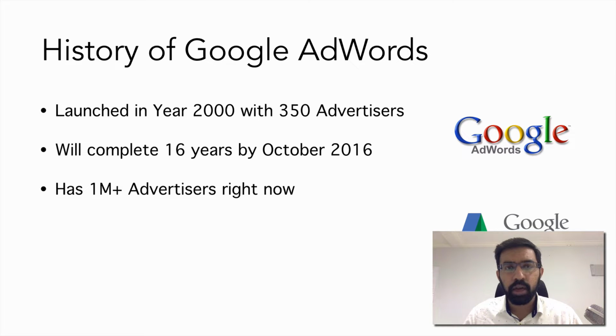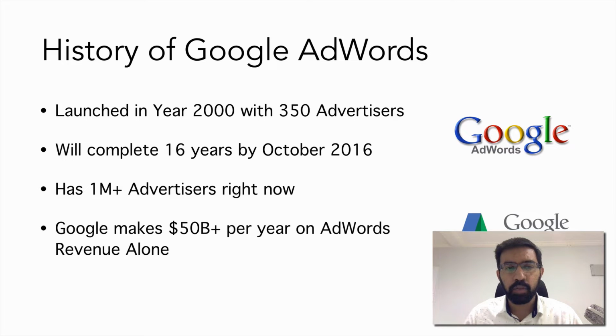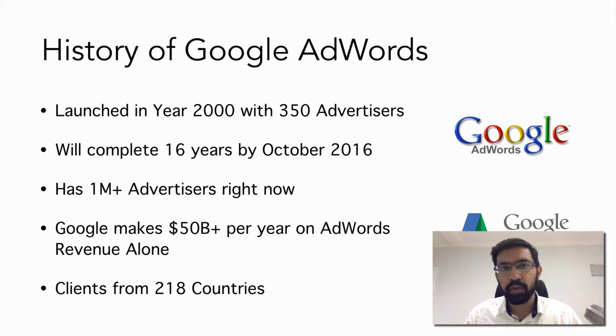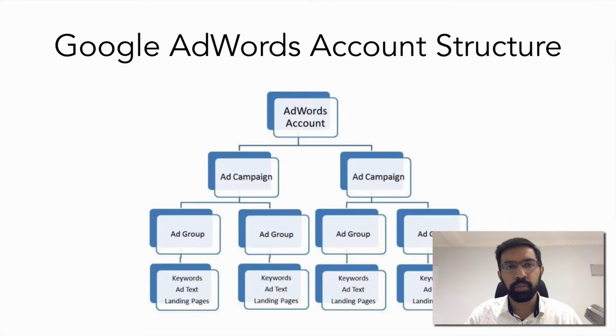Right now Google AdWords has more than 1 million advertisers. And Google makes more than $50 billion per year on AdWords revenue alone. Clients from 218 countries. So that's how big Google AdWords is. And you wouldn't believe, for every $3 spent on online advertising, Google AdWords gets $1 out of it. So that's how big Google is when it comes to online advertising.